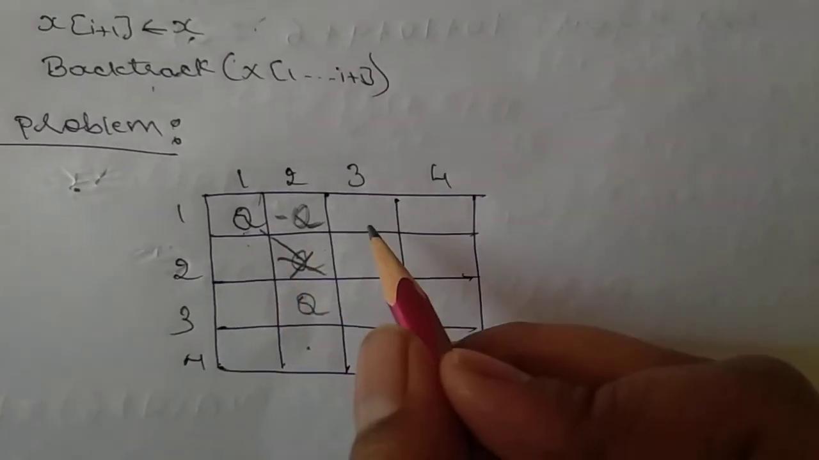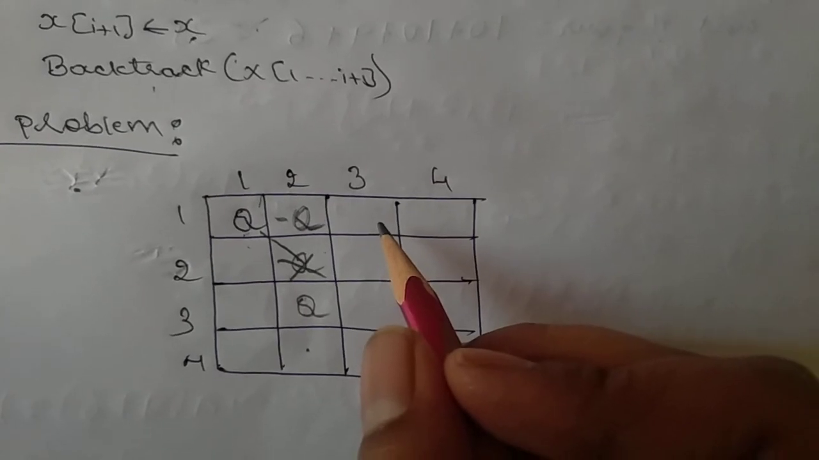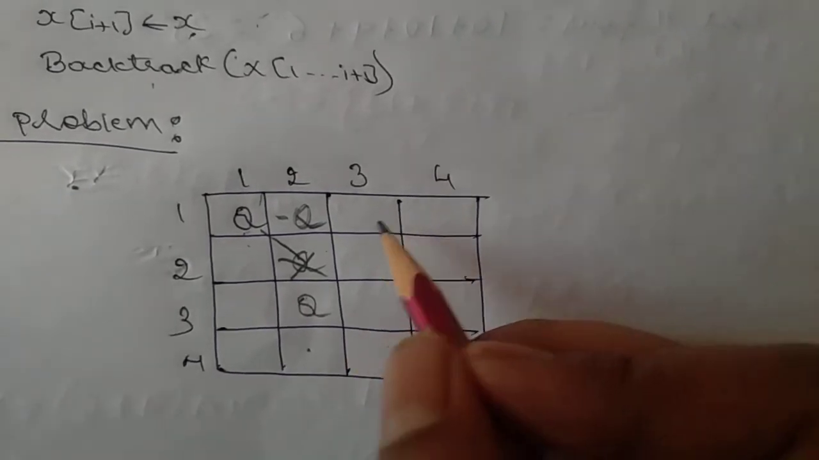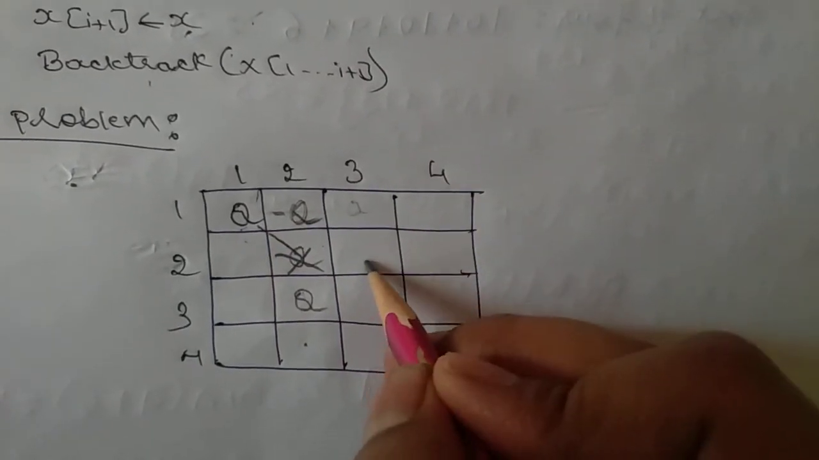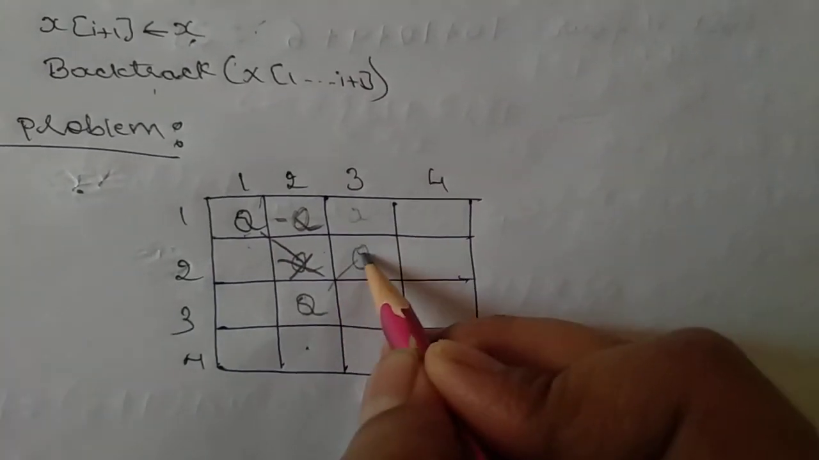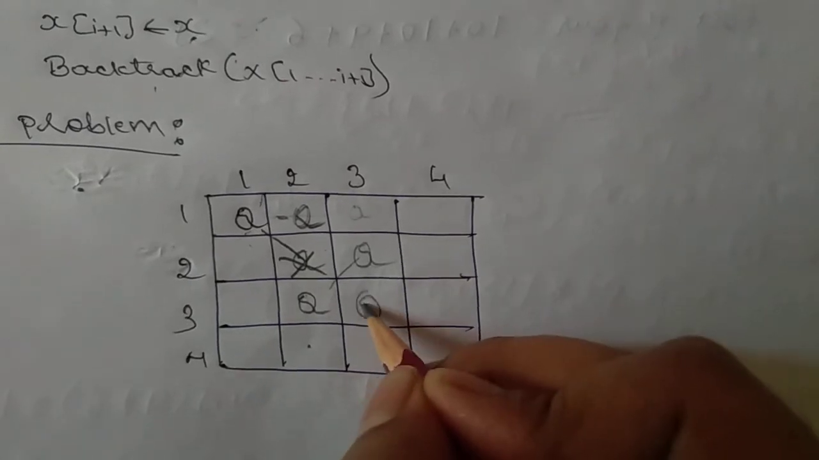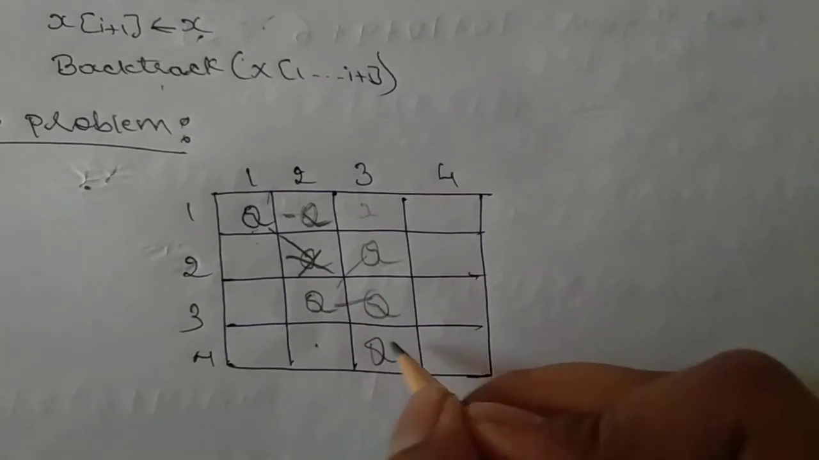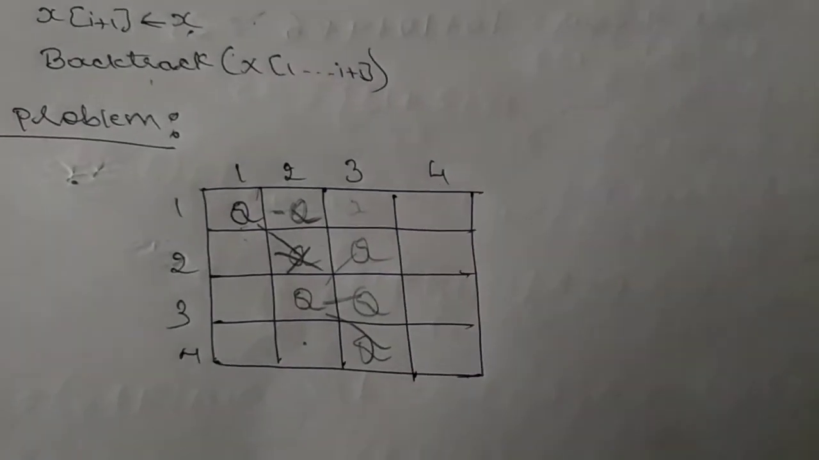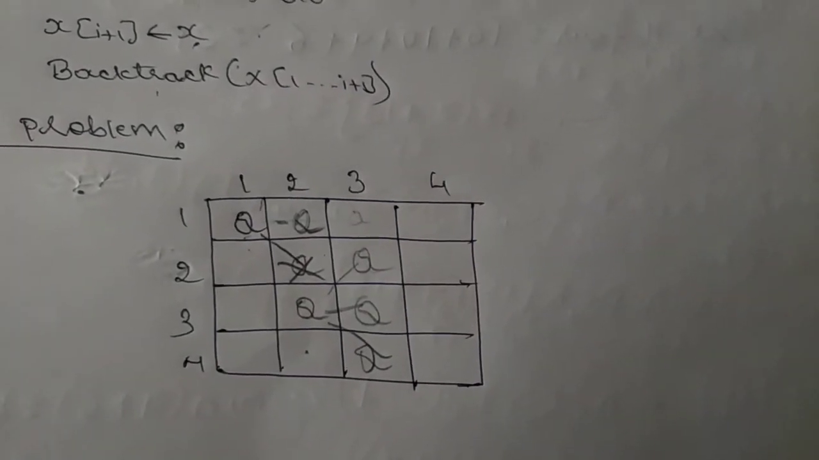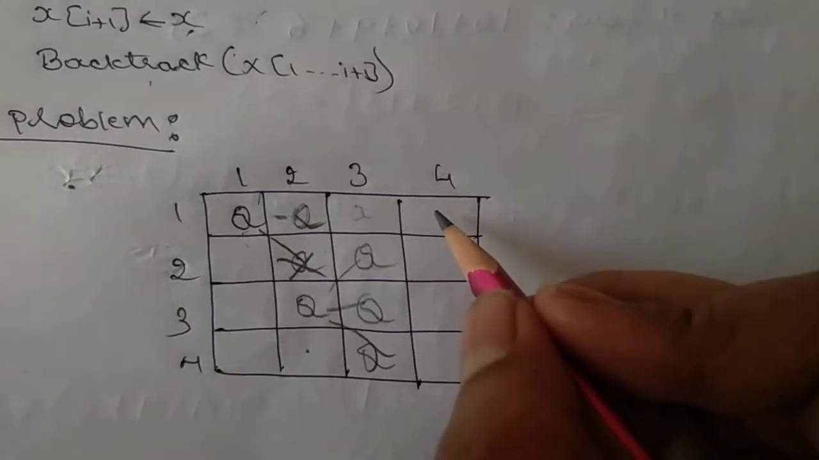Then I'll come to row 3. If I place here, this queen will attack. If I place here, this queen will attack. If I place here, again this queen will attack. In the third row, I cannot place Q anywhere. So here, row 4.